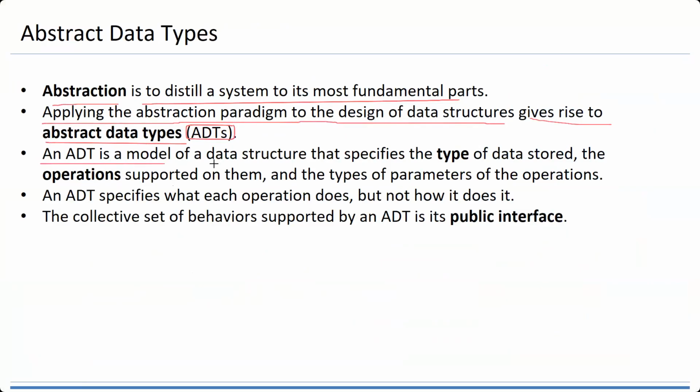An ADT is a model of a data structure that specifies the type of the data stored. What is the data type? And then what are the operations supported on them? And the types of parameters of the operation. So the ADT specifies what its operation does, but not how it does it. The collective set of behaviors supported by an ADT is its public interface.